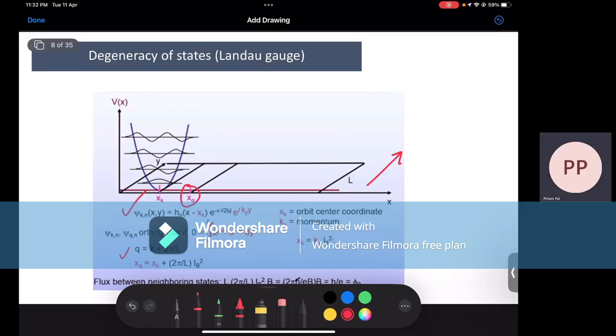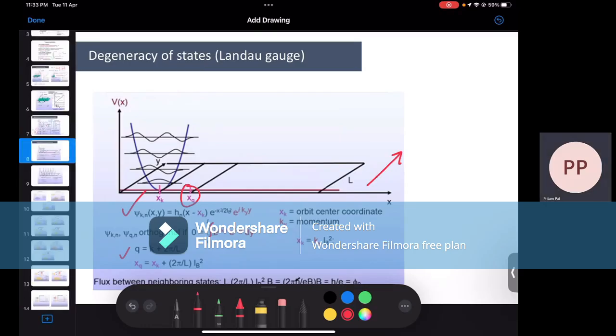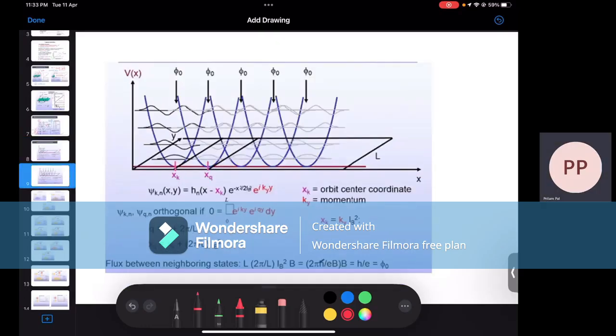I have to move to the right as soon as I have integrated out the area of one flux quantum between this orbit path and the next orbit center coordinate. Then I have my next orthogonal state, etc. So you can see that this flux quantum. Now I'll move to the next slide, so here you can understand better.